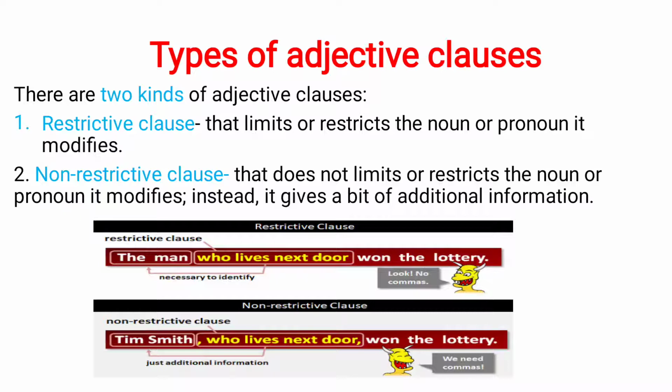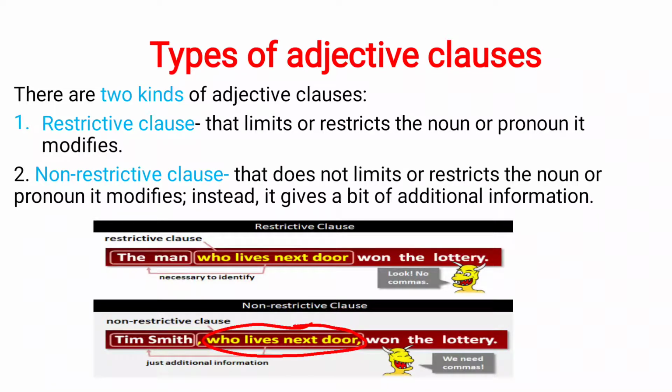Similarly, when we look at the non-restrictive clause, "Tim Smith, who lives next door, won the lottery." Now, why has this clause been called non-restrictive? Because we can easily remove this clause from here, and when we remove this clause from this sentence, it will not affect the meaning of this sentence. "Tim Smith won the lottery." So, we have an idea now that "who lives next door" is just additional information about Tim Smith.